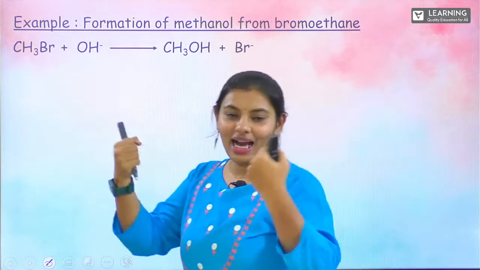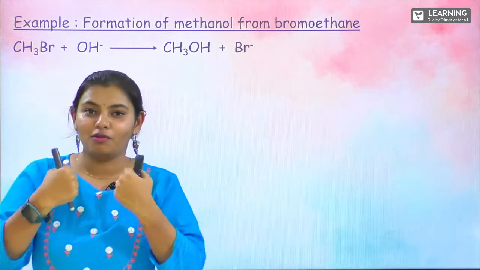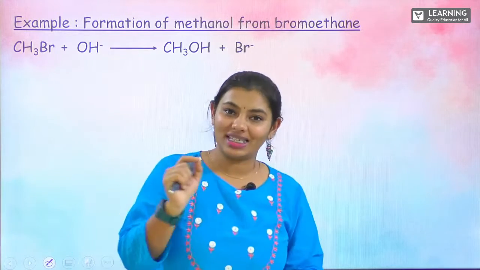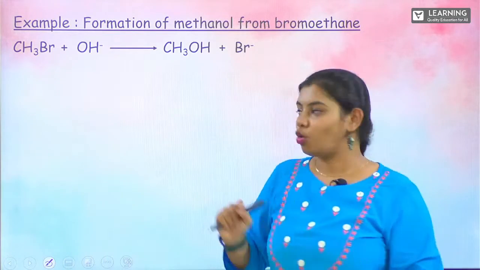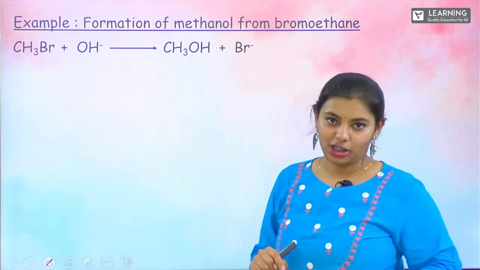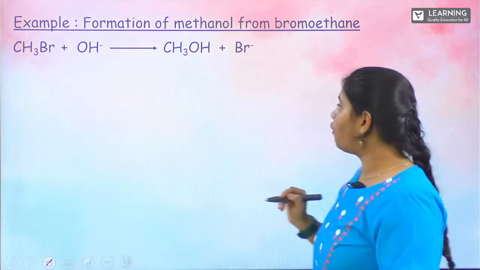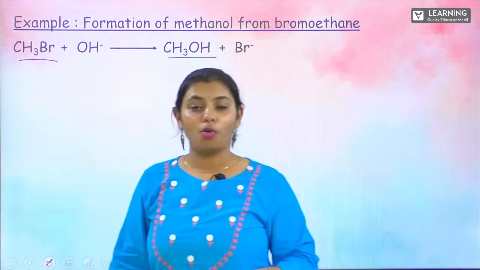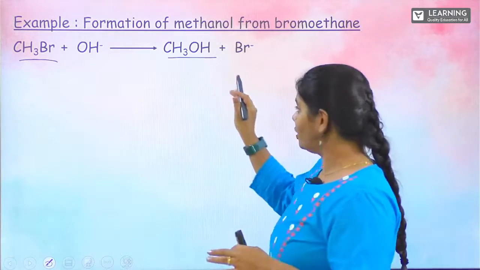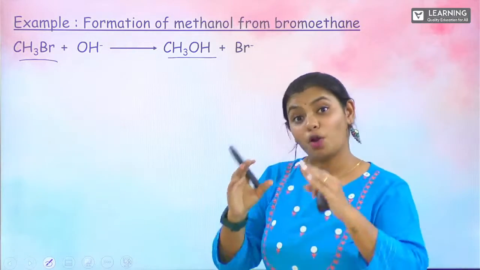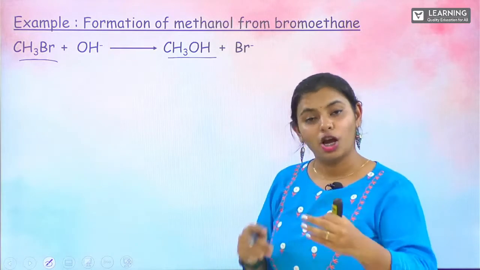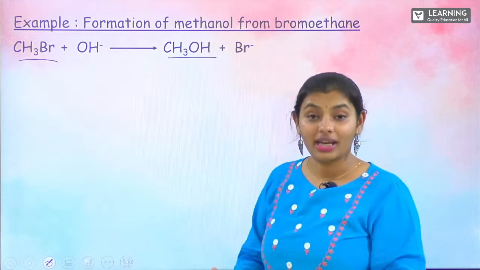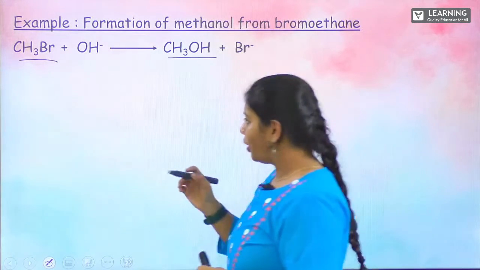Now, we just saw me hitting my fists against each other and explaining how exactly the collision should take place. We'll see how exactly proper orientation plays a role with respect to a chemical reaction. Here I've taken an example of the formation of methanol from bromoethane. As we said, CH3Br is here. There is proper orientation as well as improper orientation. I will show both orientations, and I will tell you how only proper orientation is going to give us the desired product. Fine.